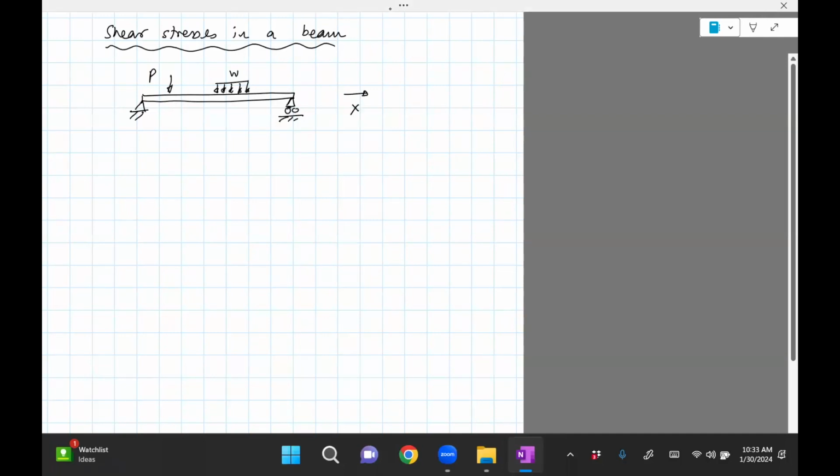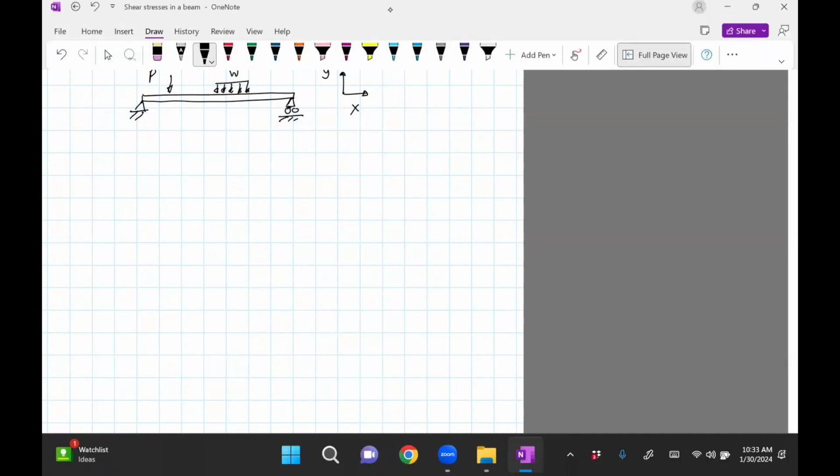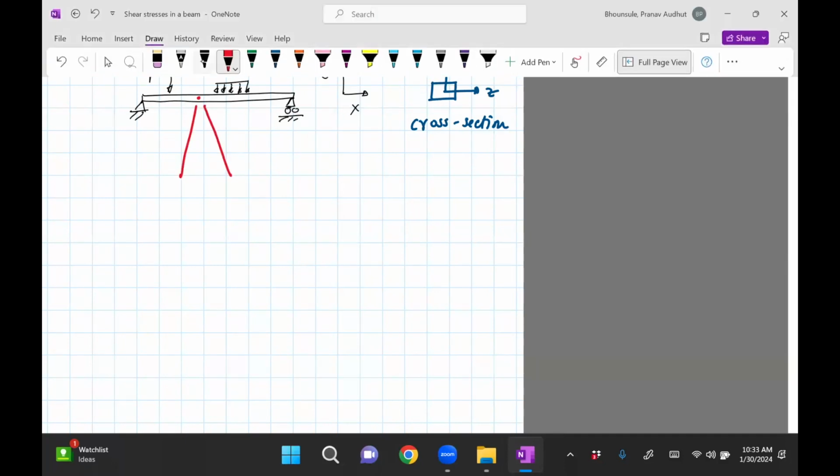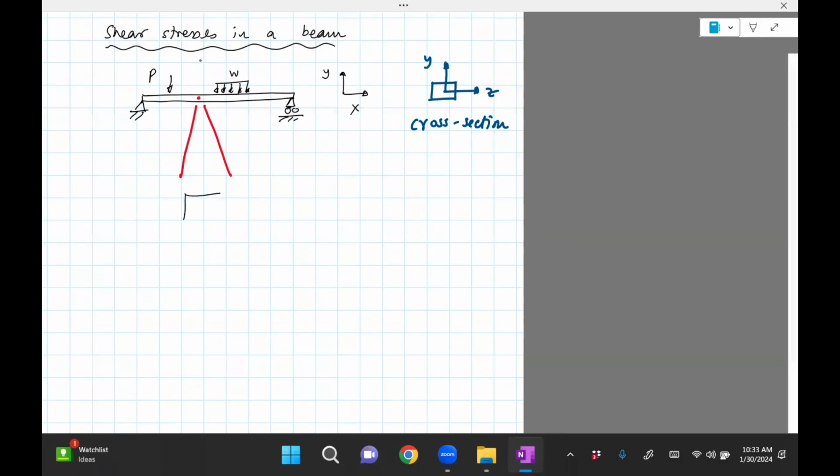So this is X, Y, but I'm going to draw a cross section. This is a side view. C and Y, this is a cross section. What we do like before is consider a small element on the beam, just blow it up, draw a big figure for it. C, D, C prime, D prime.